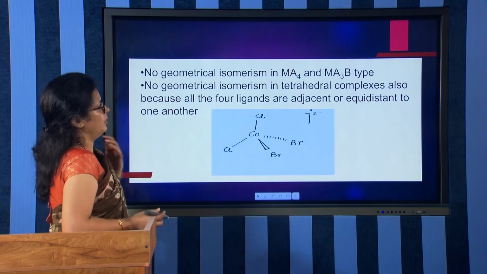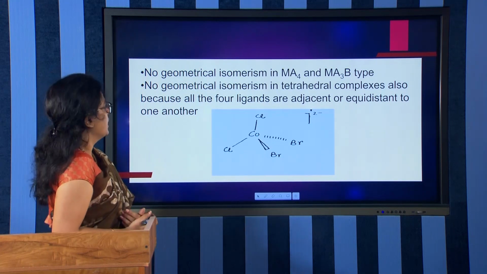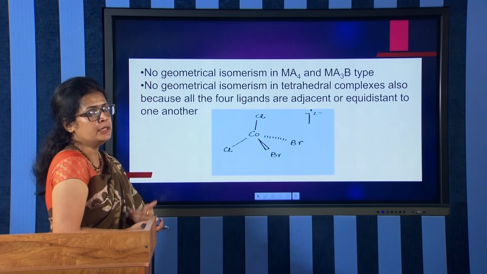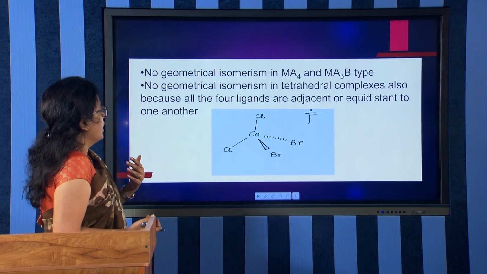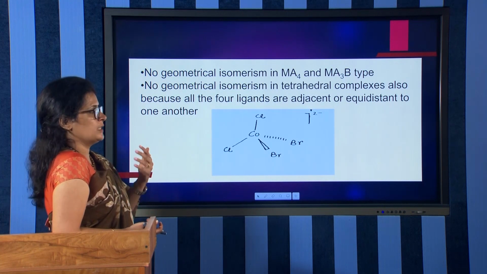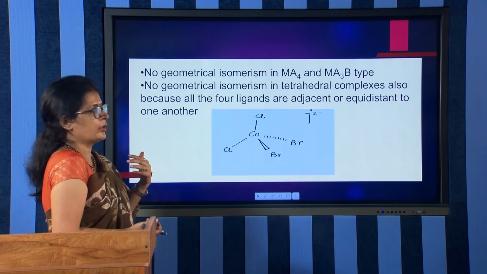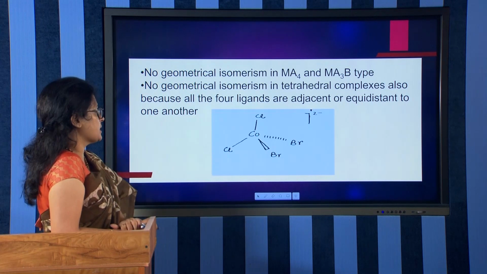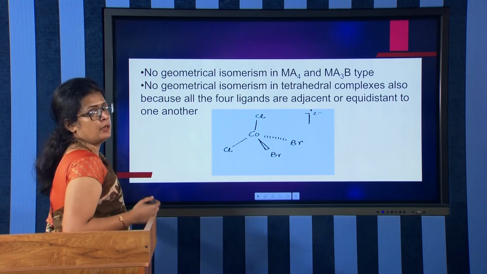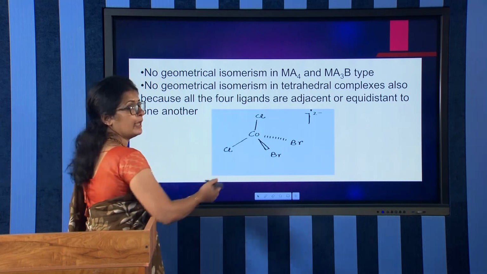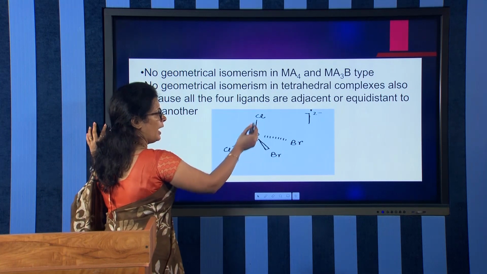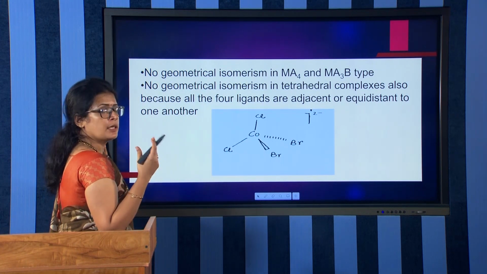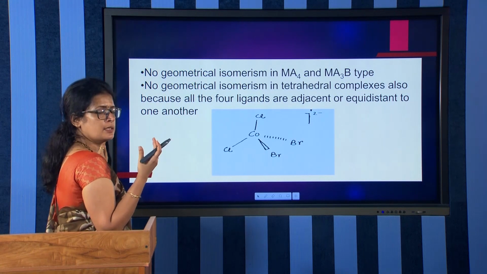And now, we can sum up what we have discussed. No geometrical isomerism is possible for MA4 and MA3B type. We have already discussed. And no geometrical isomerism is there in tetrahedral complexes also. This is very important to note. Why? Because all the 4 ligands are adjacent or equidistant to one another. See, you know that the tetrahedral complex has a structure like this. We have the central metal and the 4 ligands are at the 4 corners of a tetrahedron. And how can it be a cis and trans position? You can't say it is cis or trans.